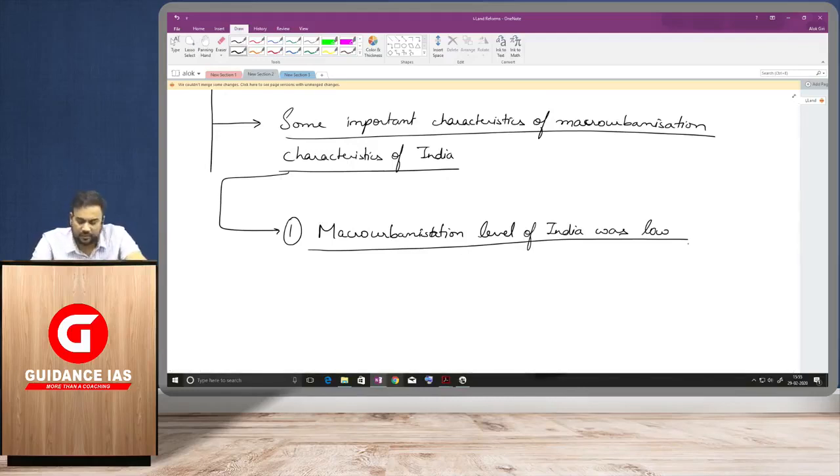Okay, the first thing: in 2011, for example, the macro urbanization level of India was how much? 31.16%. In 2010, overall Africa urbanization was how much? 40%. Overall Asia urbanization was 45%. So compared with the other parts of the developing world, it is quite low.